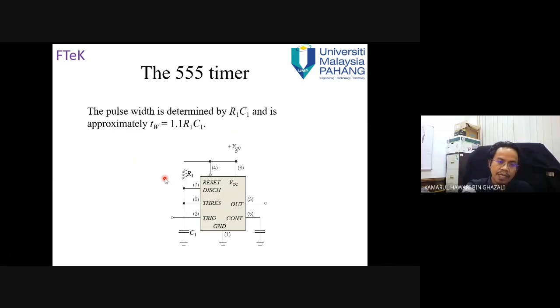Next is the 555 timer. The pulse width is determined by R1 and C1 and is approximately TW equals 1.1 R1 C1. This is the circuit of the timer: VCC, out, TH threshold, trigger, reset, discharge, ground, and you have a capacitor and a resistor. This is an example of a 555 timer circuit. The trigger is a negative going pulse, and TW equals 1.1 R1 C1.